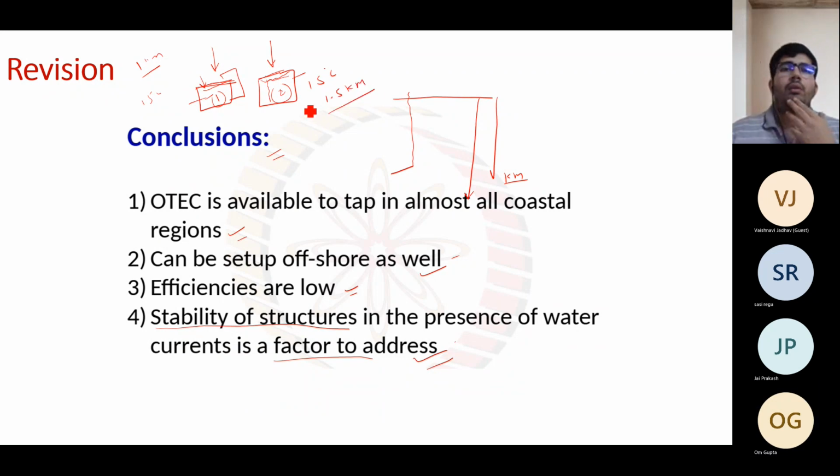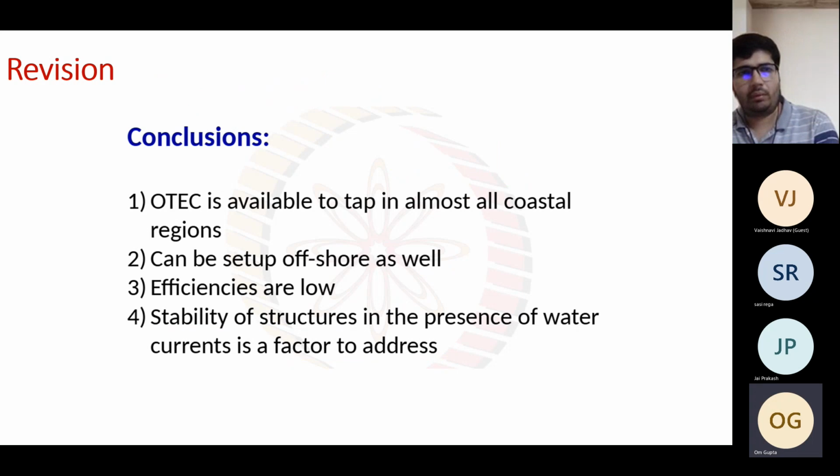It means that your equipment will be more exposed to pressure, because every meter is very critical for the equipment. So we try to get the maximum temperature difference within the minimum depth. This is the reason for these challenges associated with OTEC.